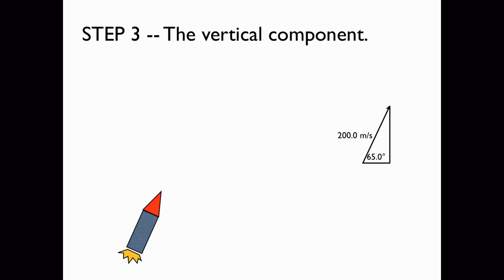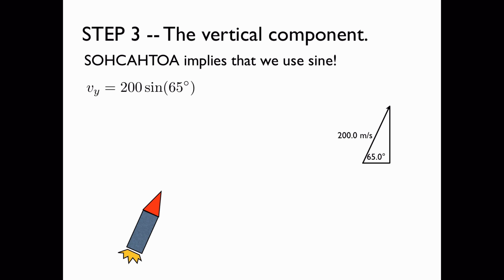Step 3 is to find the vertical component. Because the vertical component is opposite of the angle, and we know the hypotenuse, SOHCAHTOA implies that we use sine. Rearranging the equation, we get that the vertical component is equal to the hypotenuse times the sine of the angle. Once again, this gives us too many significant figures, so we round it off and we get 181 meters per second for the vertical component of the rocket's velocity.